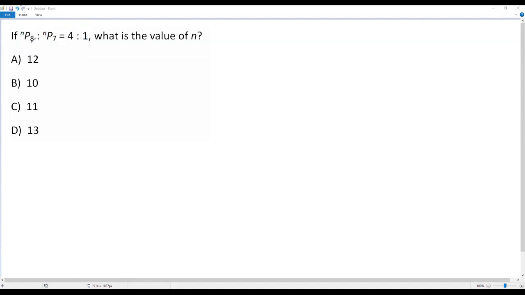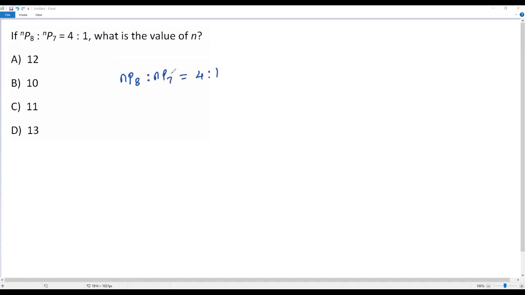In the ratio on the left side, we have permutations as the terms. So here we have the permutation nP8 and here we have the permutation nP7. Now in this equation, we have to find the value of n. Let me write the given equation as it is, that is nP8 to nP7 equals 4 to 1.